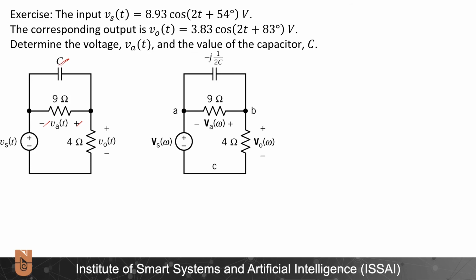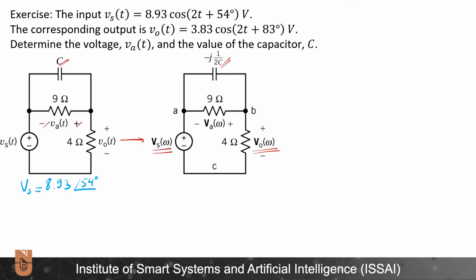If I were to convert the circuit to the frequency domain, I have here minus j times 1 over 2C, and I also have the phasors V0 and Vs. Let's start by finding V0 and Vs in the frequency domain. The phasor for Vs is equal to 8.93 with an angle of 54 degrees.